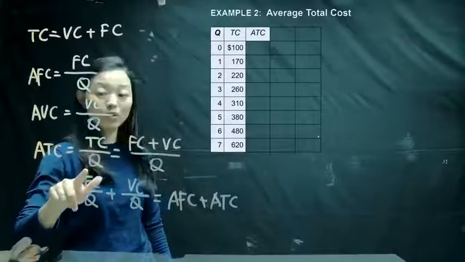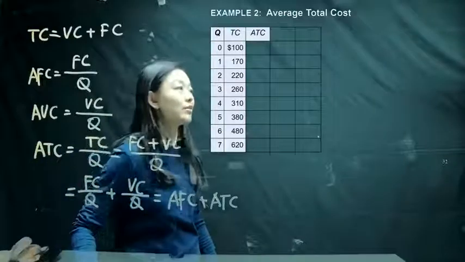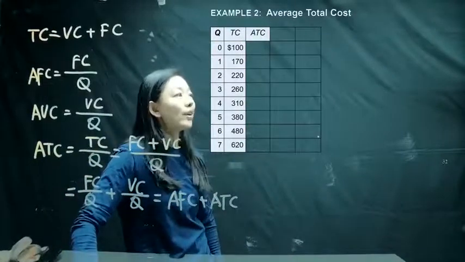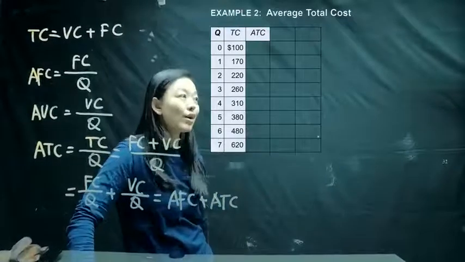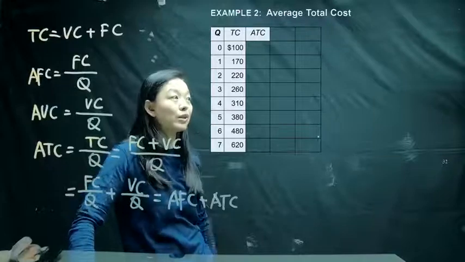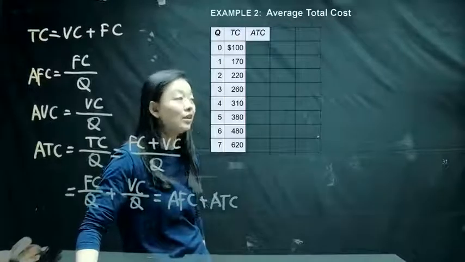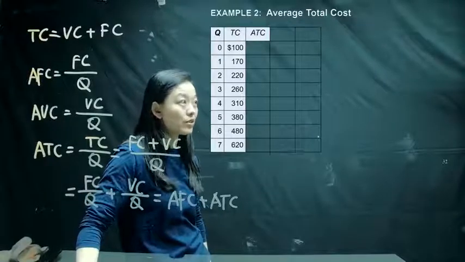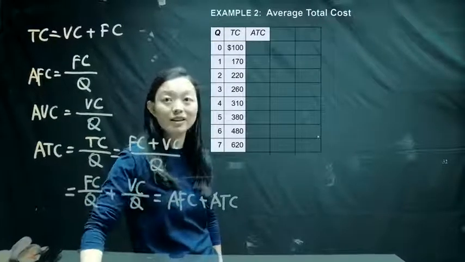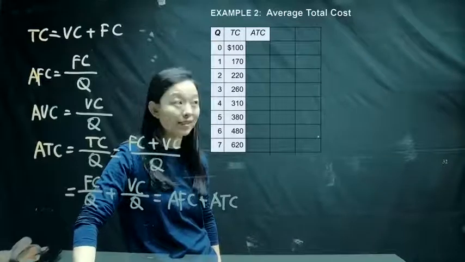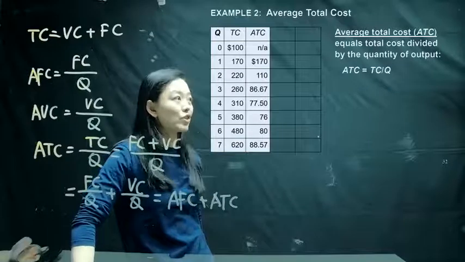Either use the total cost divided by quantity, or use the average fixed cost plus the average variable cost. Similar. Okay, let's look at this table. When there is no output, we cannot compute average total cost. However, when the output increases to 1, the total cost is 170, which means the average total cost here equals 170, right? When the quantity increases to 2 units, total cost is 220. You use 220 divided by the quantity, and you get an average total cost of 110, right? Etc.